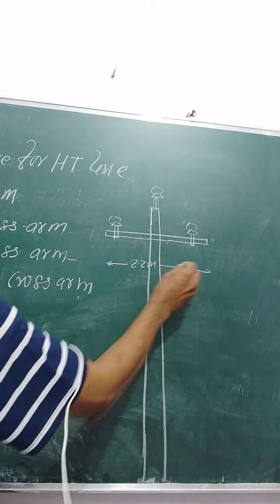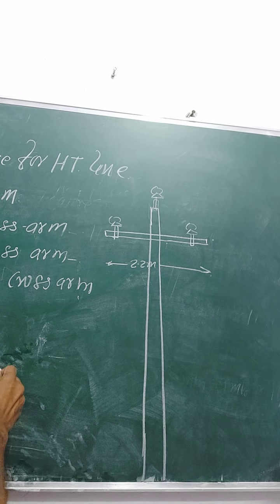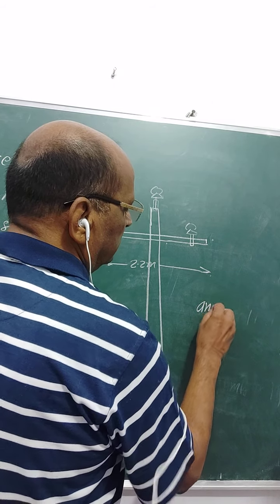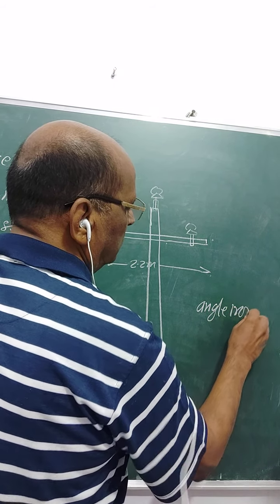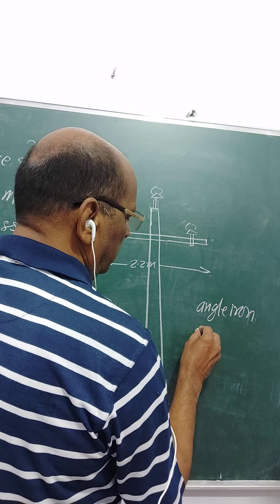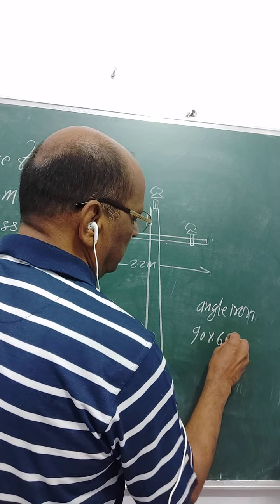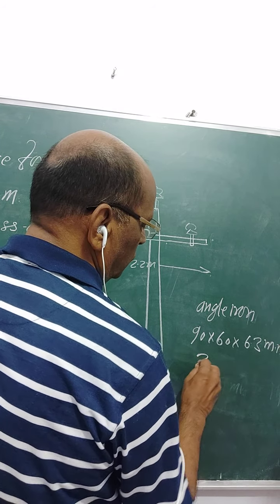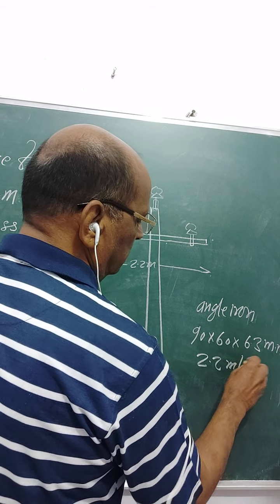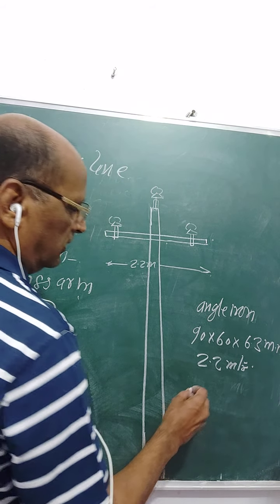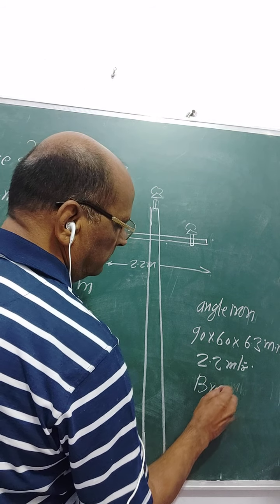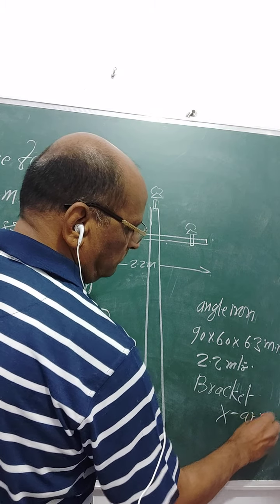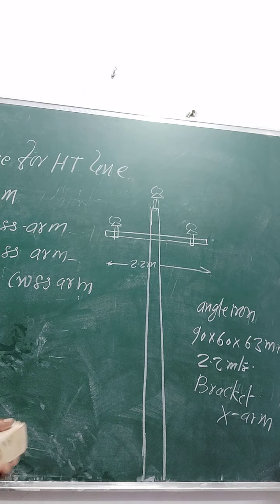Okay. Section I have already told you, that is C section. ब्रेकेड क्रॉस आर्म में एंगल आयरन यूज करते हैं. This angle iron for bracket cross arm is having size 90 by 60 into 6.3 and 2.2 meter or 2 meter long. It is for bracket cross arm.